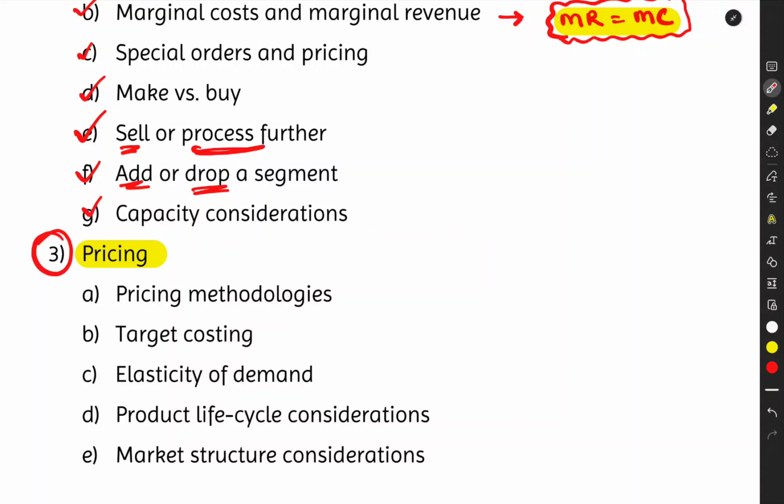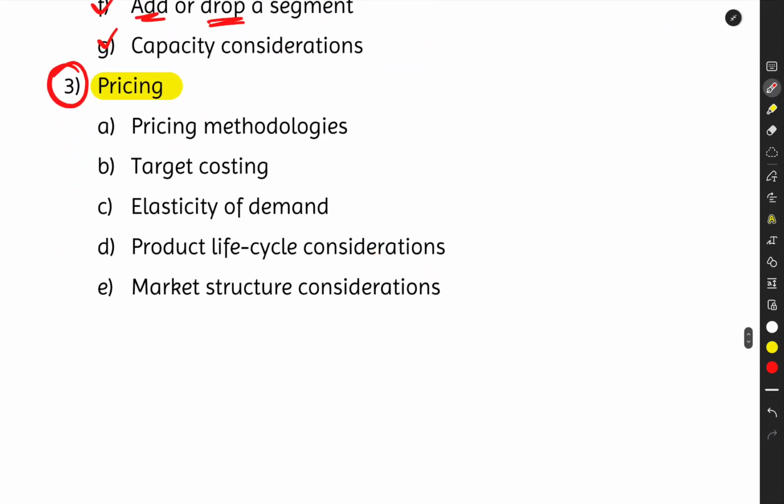Capacity considerations means basically how many units can your particular production machinery or equipment handle. For example, a process has to go through machine A, machine B, and machine C. Each of these machines has a different capacity that it can process per day or per hour. So how do you consider that, and how do you determine how many units should be produced in a given time frame? That is covered in capacity considerations.